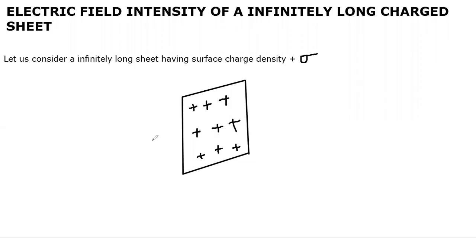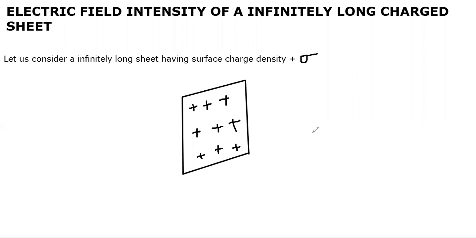In the last video, we did the first application of Gauss law, that was to find electric field intensity due to a long infinitely straight wire. Now, in this second application of Gauss law, we are going to find electric field intensity of an infinitely long charge sheet. To derive this expression, we will follow the same steps that were followed in the previous derivation.